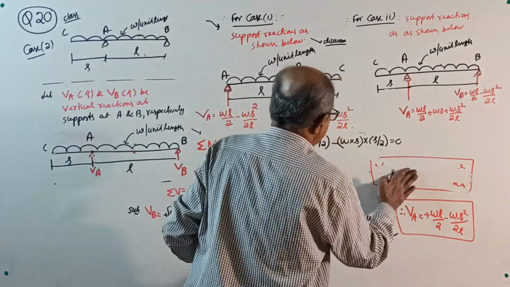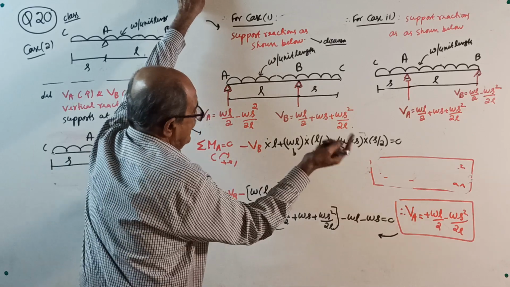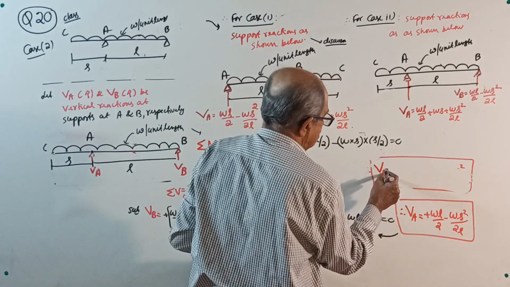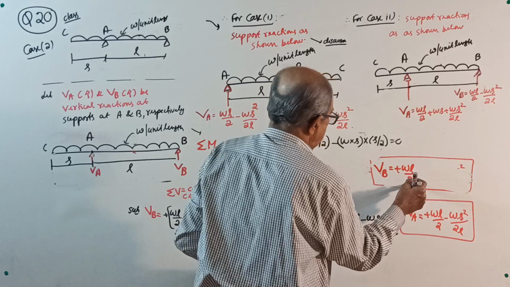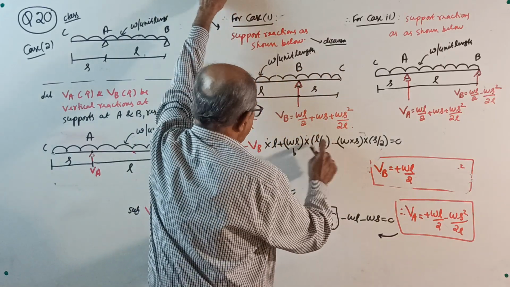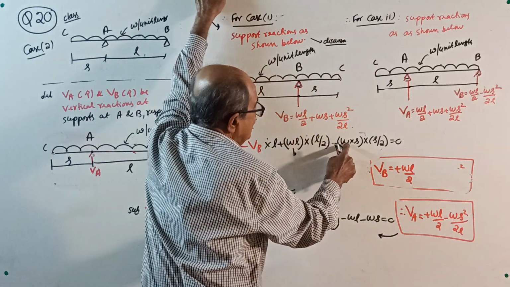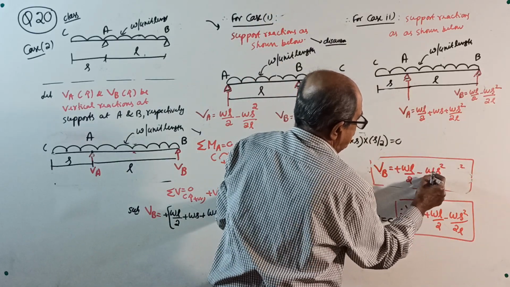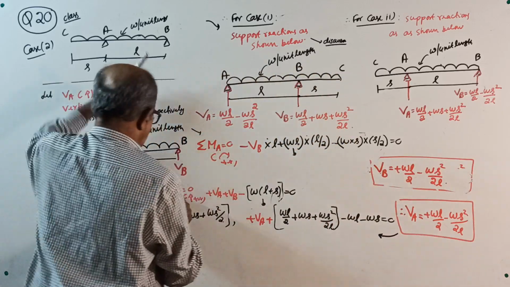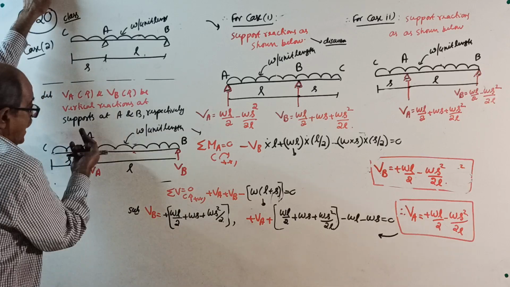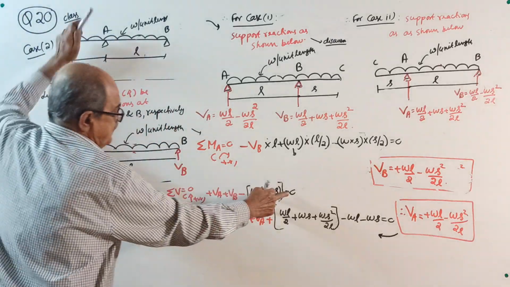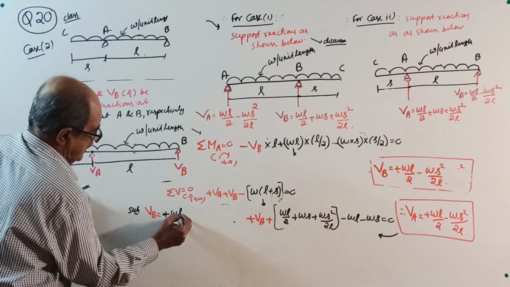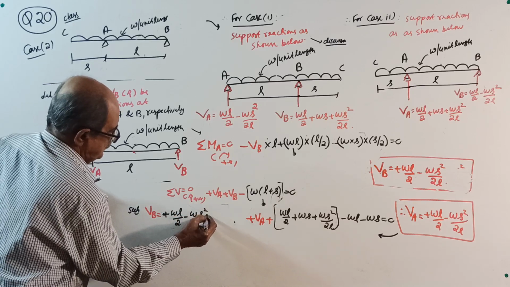So your VB will come, right? VB into L, plus that side, WL by 2 into L by 2 divided by L, your VB will come plus WL by 2 minus, here minus is there, WS square by 2 divided by L, minus WS square by 2L. Then sigma V equals 0, upward positive. VA plus VB minus W into (L plus S) equal to 0. Substitute VB equal to whatever you got: plus WL by 2 minus WS square by 2L.